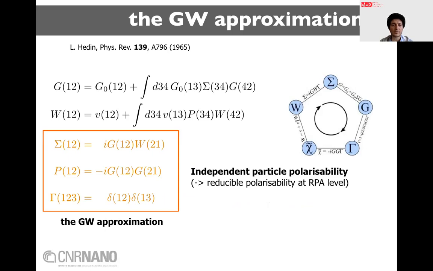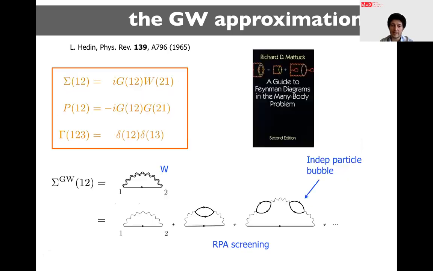That is this expression here, and this is the so-called GW approximation. Here we see that the irreducible polarizability is the product of two Green's functions, that is basically polarizability treated at the independent particle level. We can write diagrams for GW.